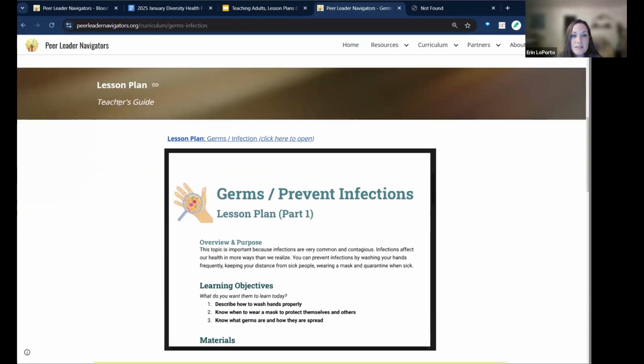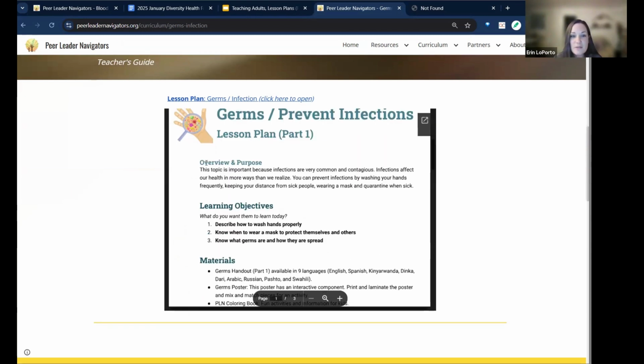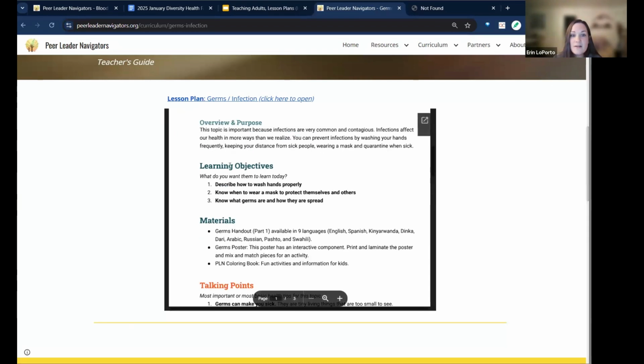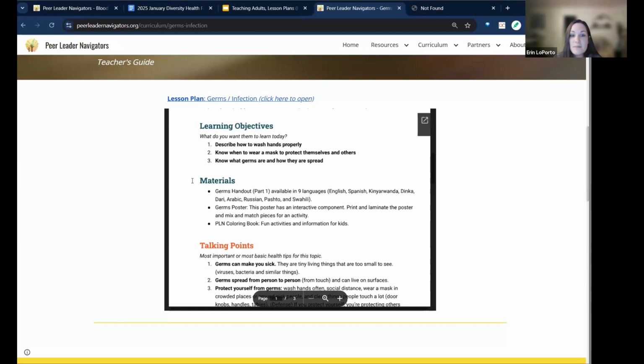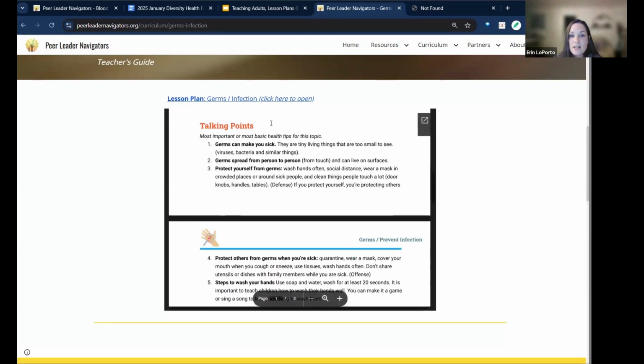And you start with the lesson plan or a teacher's guide. This is something that you want to read before you even get to the health fair, the week before. Look at it again the night before, just so that you review the overall purpose of this lesson, go through the learning objectives, be familiar with the material, and the clear talking points.